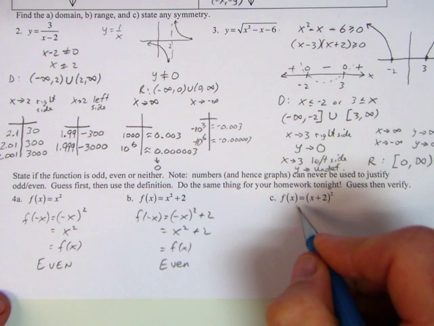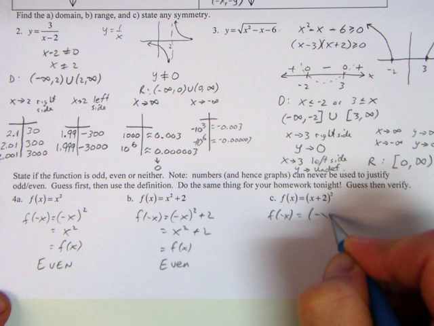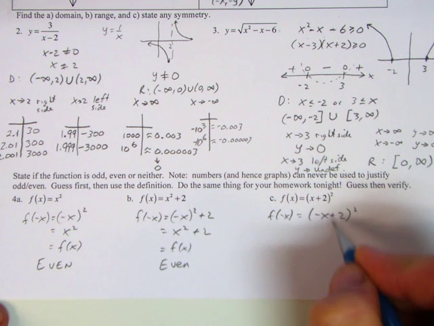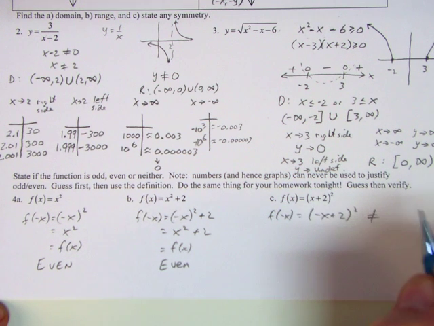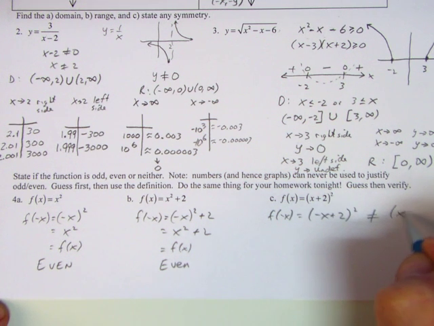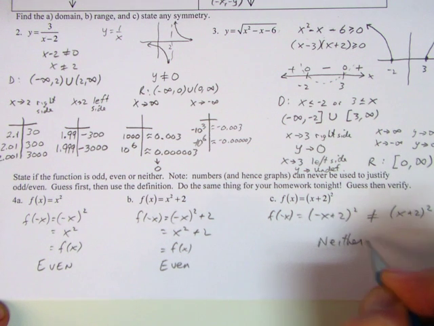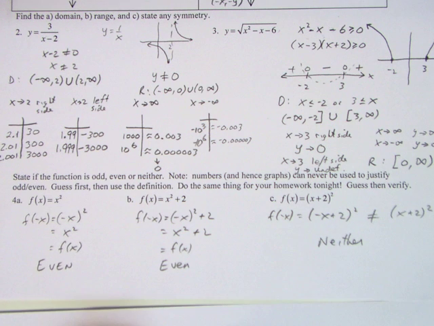Let's plug in for the last one here, and we'll have negative x plus 2 quantity squared. Well, there's nothing we can do to get that negative out there and make it positive. That's not going to equal the opposite, nor does it equal the exact same thing, so this is neither. Let's look at a couple more examples. We have f of x equals x cubed. Again, make a guess as to what you think on there. So we have negative x.